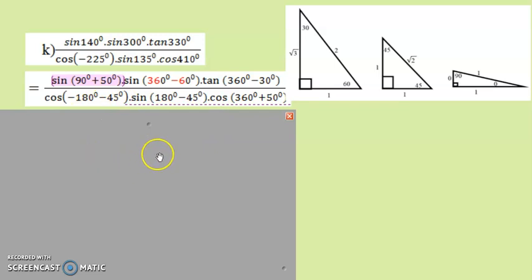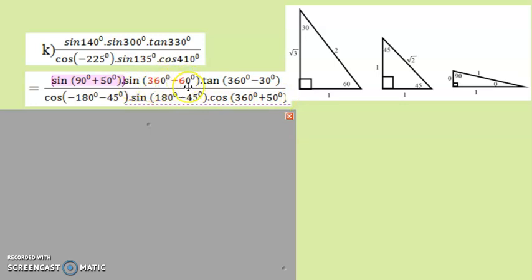Now we will simplify this further. Remember with 90 plus the name changes to cos. So this name becomes cos 50 degrees. So you will see that cos 50 will cancel out with this cos 50. Now this cos 50 will cancel out that cos 50. Then we'll have sine of 30 degrees.